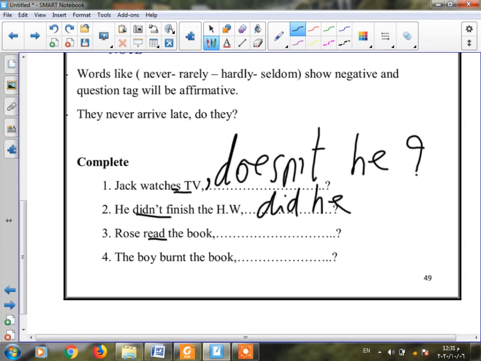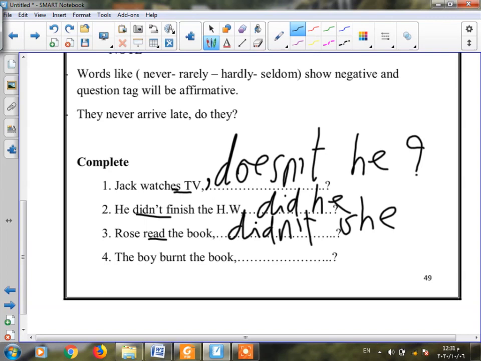So now my sentence is past and it's positive. So I'm going to write here didn't. And Rose will be changed into she because it's a girl.